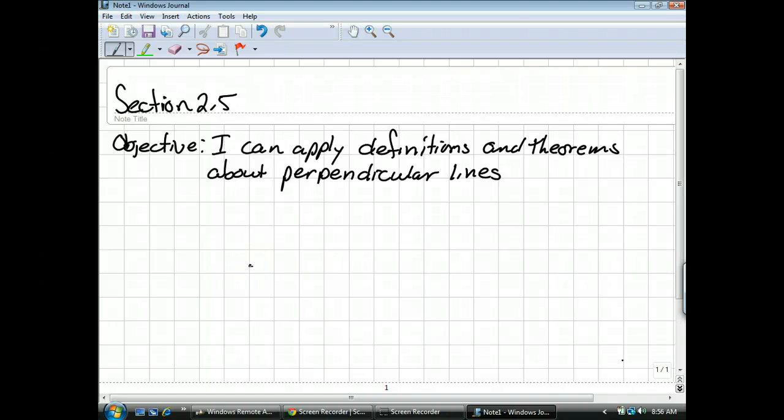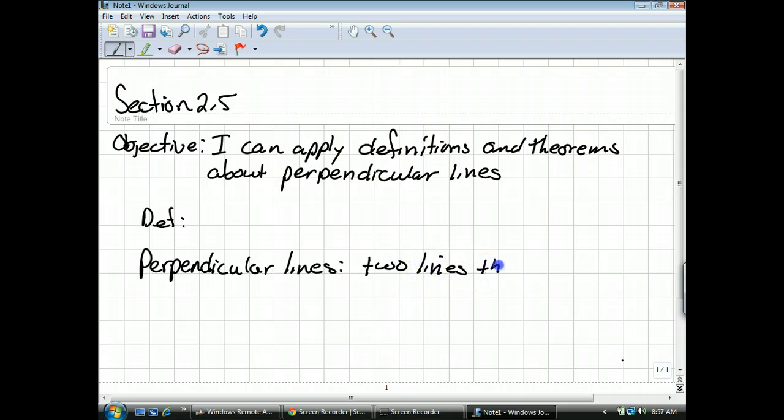Section 2.5. Our objective today is: I can apply definitions and theorems about perpendicular lines. So the definition of perpendicular lines is two lines that intersect to form right angles.